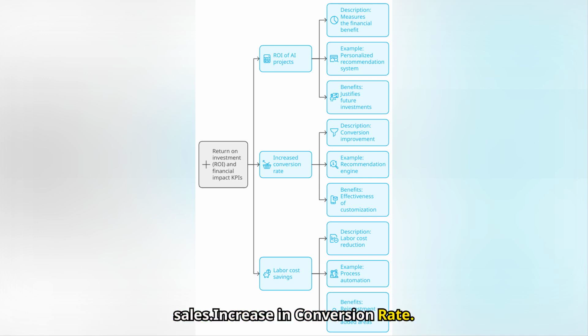Increase in conversion rate measures how AI impacts the conversion of prospects into customers. An example might be an e-commerce that measures the increase in conversion rate after customizing campaigns with AI. Labor cost savings measures the reduction in labor costs due to the automation of repetitive tasks. An example might be a manufacturing company measuring cost savings after automating assembly processes with collaborative robots.